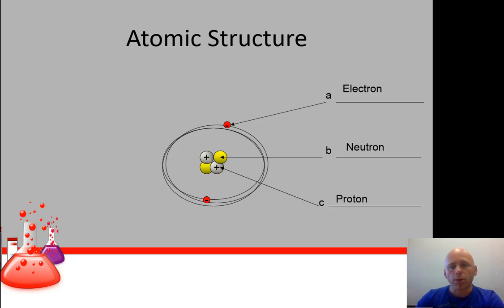The final particle of the atom is the proton. Protons are positively charged, and as you hopefully know, opposites attract. So these positive protons are what attract the electrons. They keep the electrons near the nucleus so they don't go flying off. And the center of the atom is called the nucleus. Alright, so you may want to pause the video here and draw a diagram of the atom for your notes and label it.